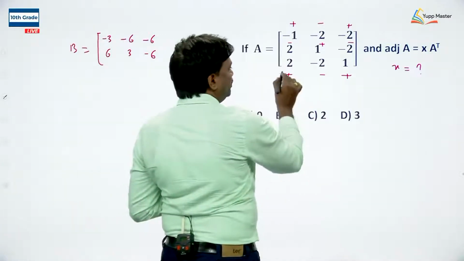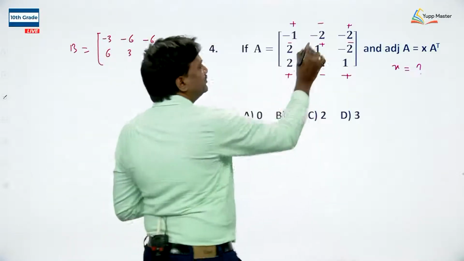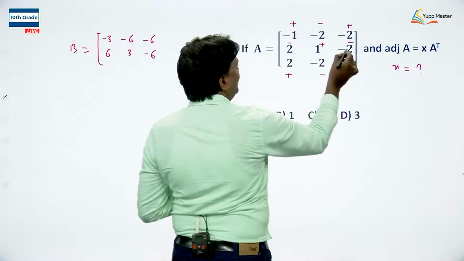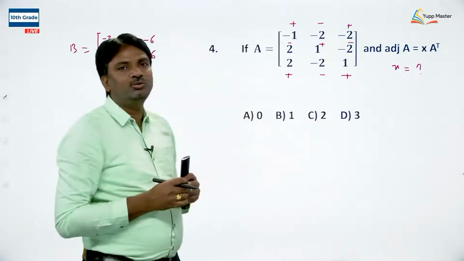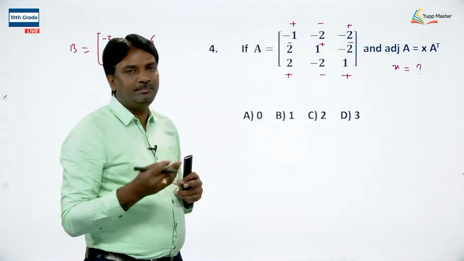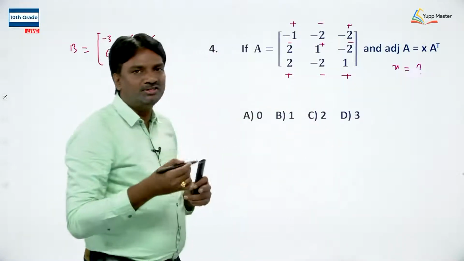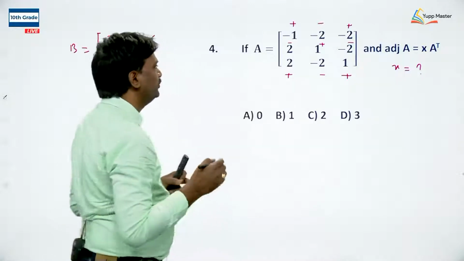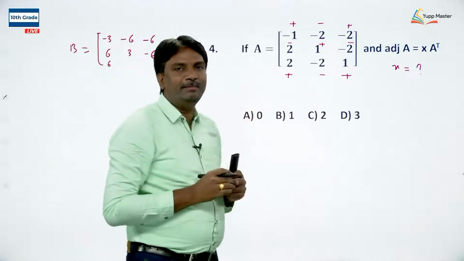Next, take the element 2, eliminate the row and column containing 2. The remaining elements are minus 2, minus 2, 1, minus 2. Minus 2 into minus 2 plus 4, minus 1 into minus 2, that is plus 2. Minus of minus plus 4 plus 2 is 6, that is plus 6. Let us take the element minus 2.